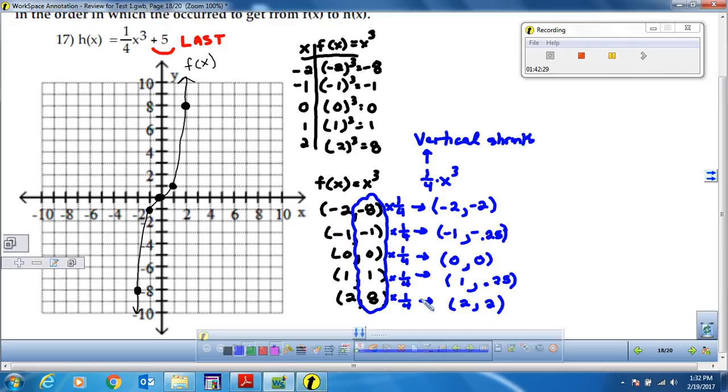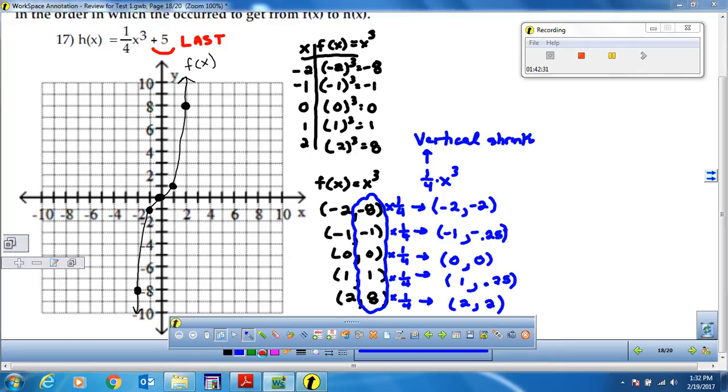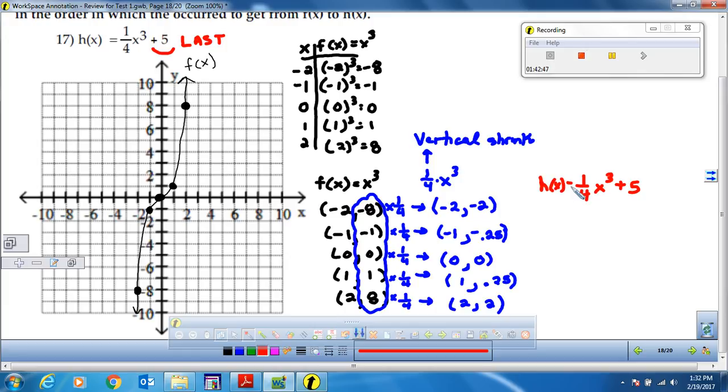So, next transformation. Now we are going to apply the last transformation, which is a +5 on the outside. And that will basically complete the function. So we already did the 1/4 x cubed. Now we're going to apply the +5, and that is going to create h of x already. So that +5 is going to shift the function up 5 units, and what is the effect that it has on the points? All the values of y will be added 5 units.